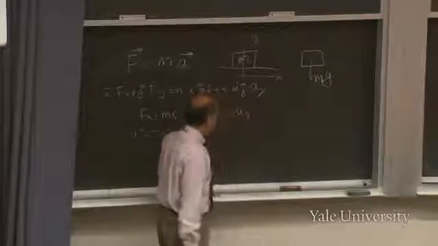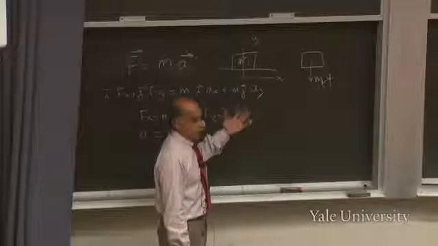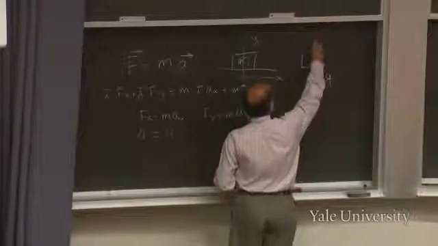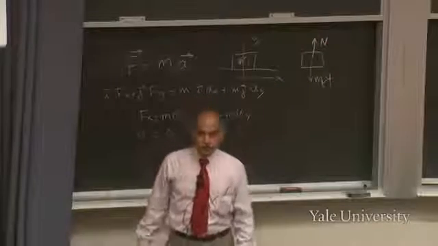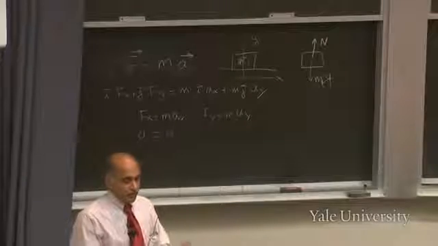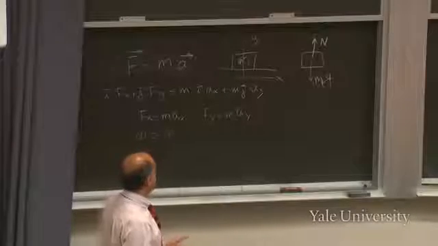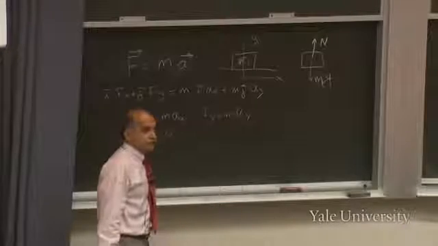If that's all you had, the block would fall through the table. It's not doing that, so the table we know is exerting a force. The standard name for that is n, and n stands for normal. Normal is a mathematical term for perpendicular. You say this vector is normal to that vector, you mean they are perpendicular, and here we mean this force is perpendicular to the table.